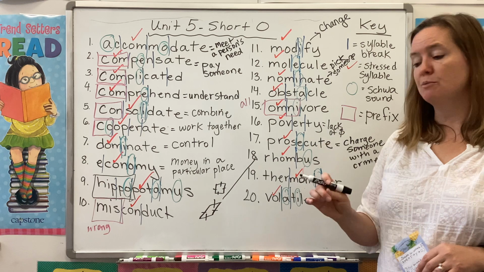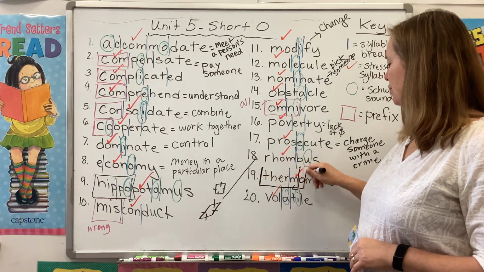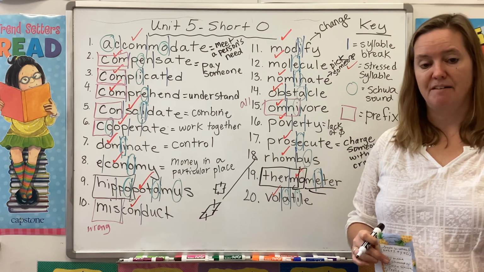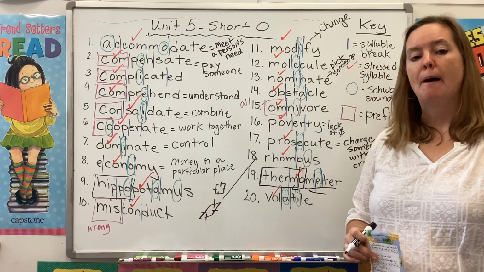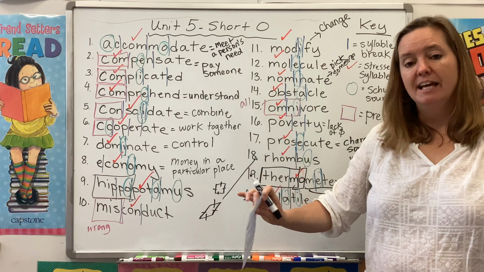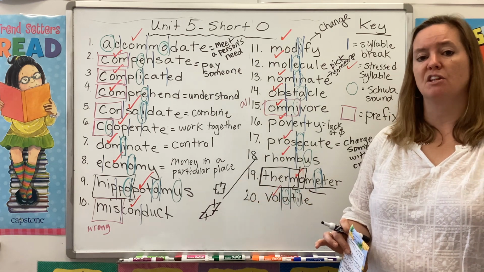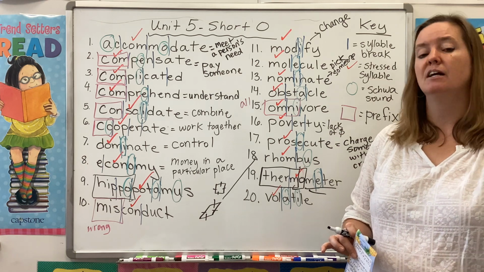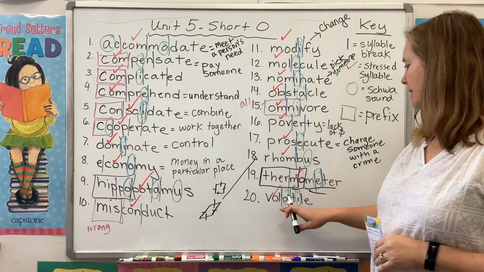Thermometer. Now, when you're spelling this word, think of thermometer. A meter measures stuff, right? So a thermometer measures the heat. It could be the heat outside. It could be the heat in your body, right? Your mom takes your temperature. She puts a thermometer in your mouth or on your forehead, behind in your ear. That measures the heat in your body.